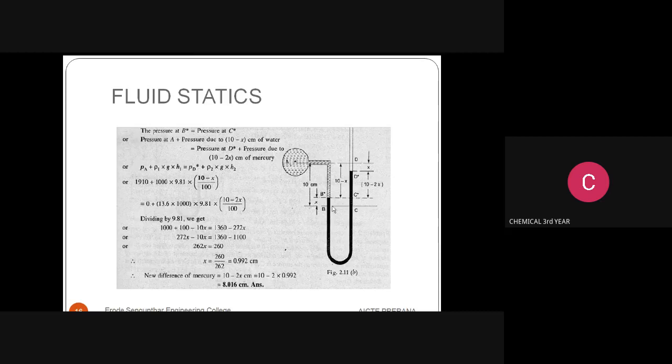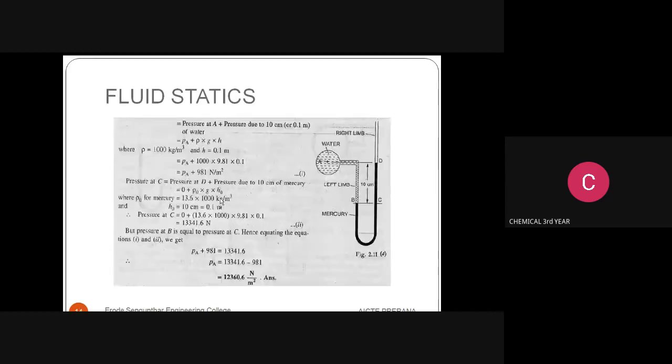So you can see here, the pressure is reduced to 9,810 Newton per meter square. What will be the new difference in mercury level? So you can consider these three different points: B star, C star, and D star. The difference between this point is 10. The difference between this is 10 minus x, and the difference between C star and D star is 10 minus 2x.